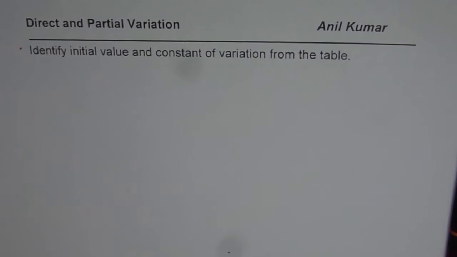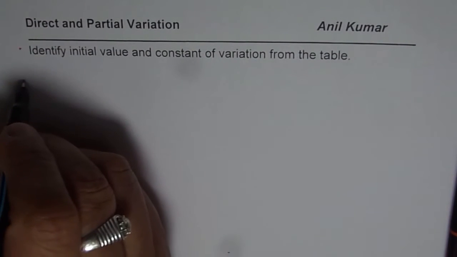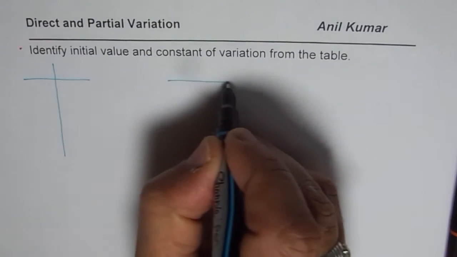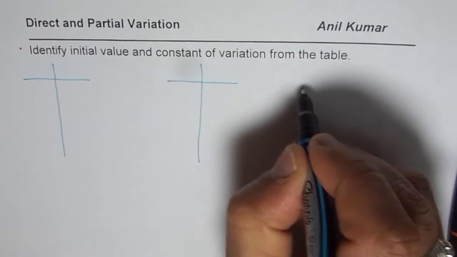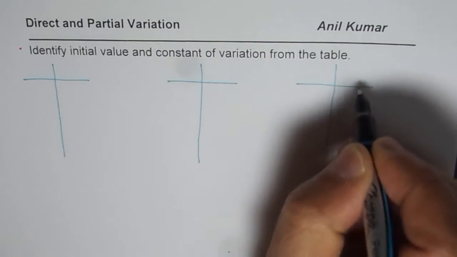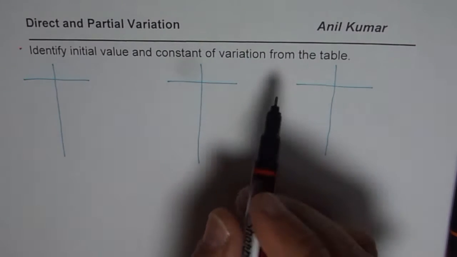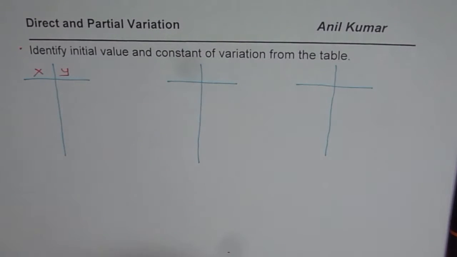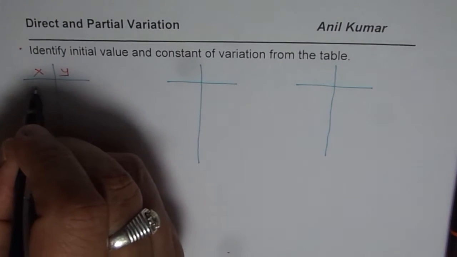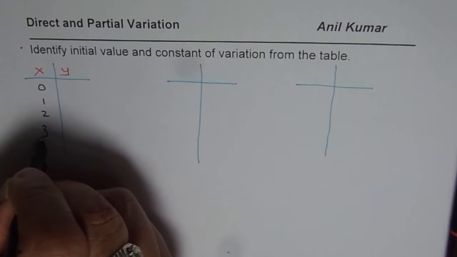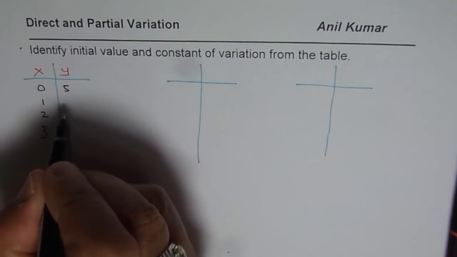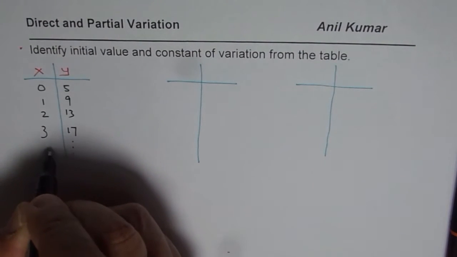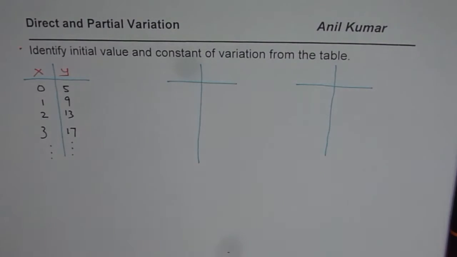So I'll make three tables for you. We'll understand these terms one by one with the help of the values in the given table, right? So I'll solve two, and the third one will be a question for you to do, right? Let us consider that the independent variable is x and dependent is y. So I'll write down some values. Let's say for x we'll take values as 0, 1, 2, 3. Let me take values for y as 5 and then plus 4, 9, plus 4, 13, plus 4, 17, and so on. So that is one set of data for us.